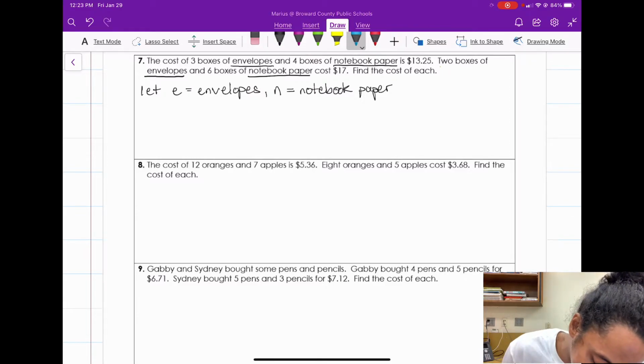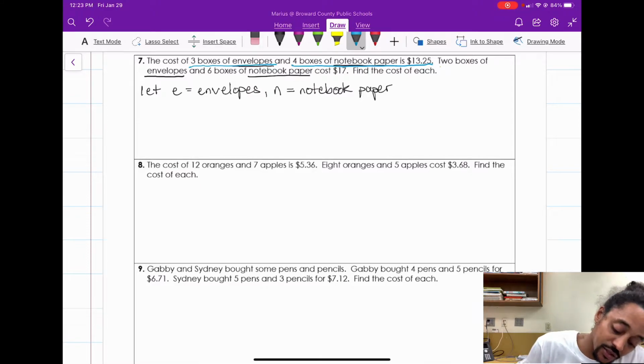The first sentence says 3 boxes of envelopes, right? And 4 boxes of notebook paper is $13.25. So we're gonna write it just like that. It's gonna be 3E plus 4N equals 13.25.